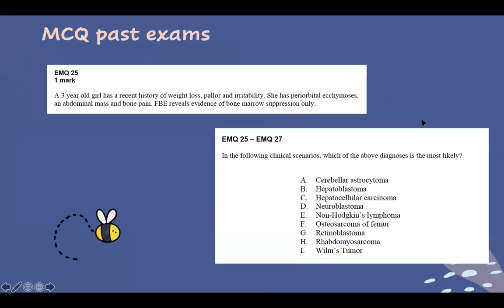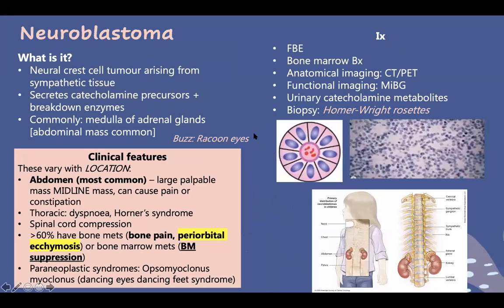nephropathy would show you. Past exam: a 3-year-old girl, weight loss, pallor, irritability, periorbital ecchymosis, abdominal mass, and bone pain. Bone marrow suppression only. So this is just one of the buzzwords. So neuroblastoma is, we have 3 minutes. Okay, we got this. Neural crest cell tumor.